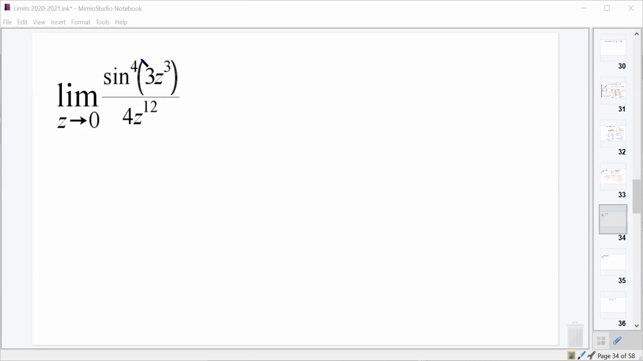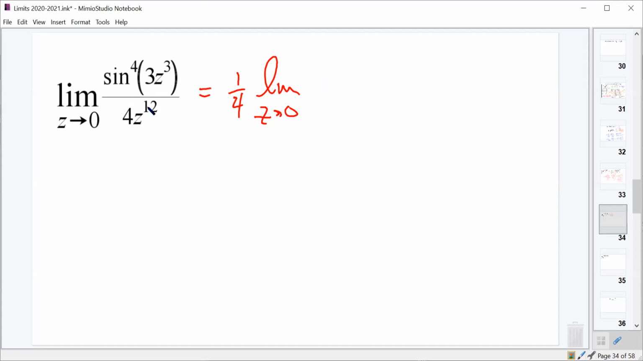Anybody have an idea of how to start this one? Can you take out the 4 first? All right, the 4 that's in the denominator there? Yes. So if we take this 4 out, it's not actually a 4, right? It's actually a 1/4, because it's in the denominator. So we got 1/4, the limit as z approaches 0.